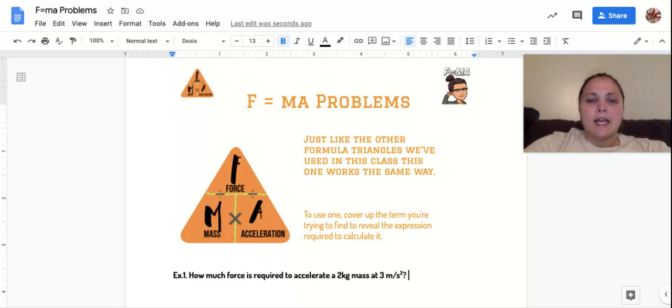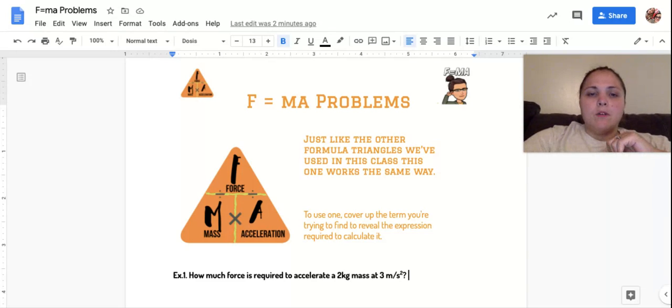Things like that. For this formula, we have a formula triangle, and we've used these before in class. We have one for speed, we have one for some other things, but we always use them the exact same way. To use a formula triangle, you cover up the term you're trying to find, and it reveals the expression or the mathematical calculation that you need to calculate it.